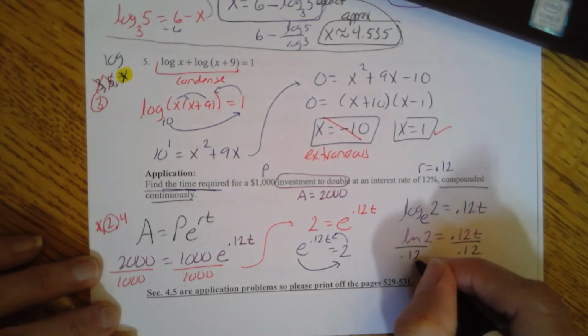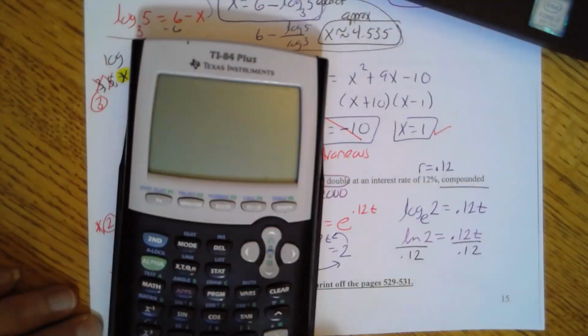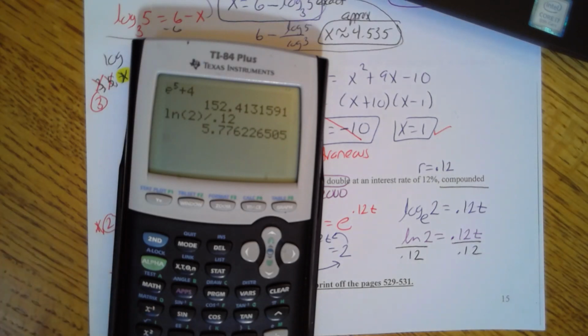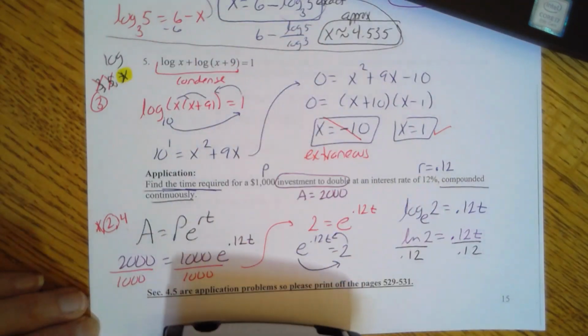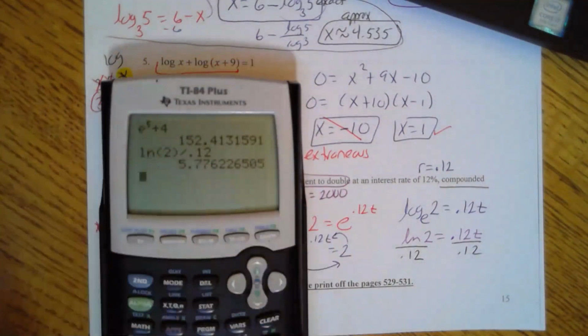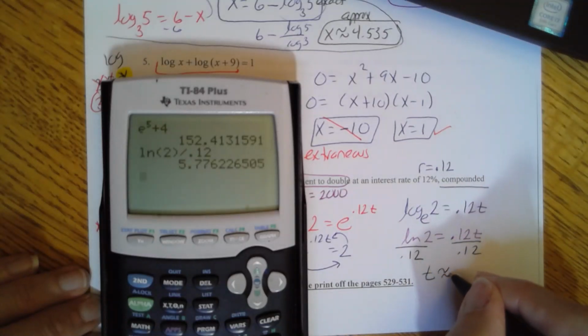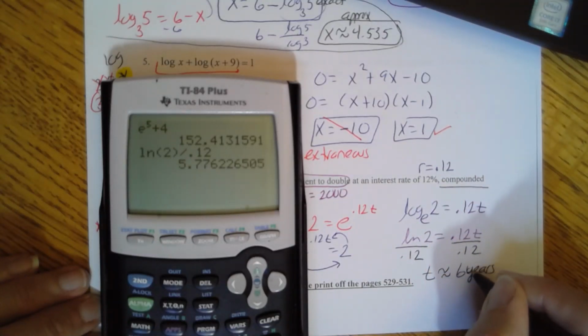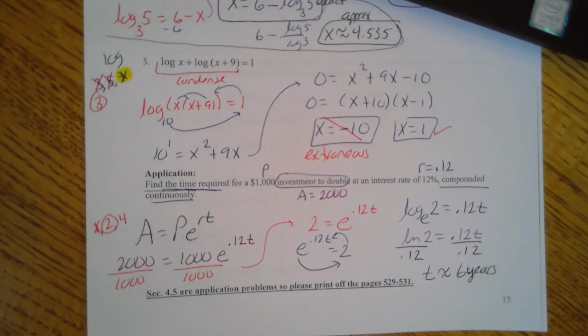So we'll take our calculator and we'll do the natural log of 2 divided by 0.12. And we end up with 5.776, and so forth. And does it say where to round to? Not this one. Let's just round to the whole year. So the first whole year would be t approximately 6 years. So if we wanted a $1,000 investment to double, we would need to have 6 years for that to happen.